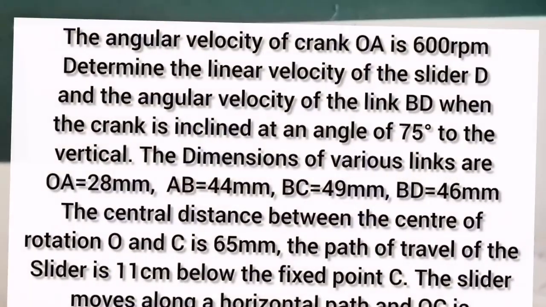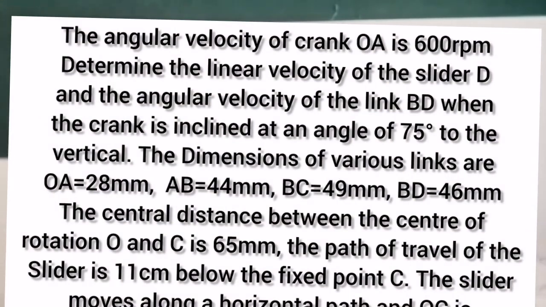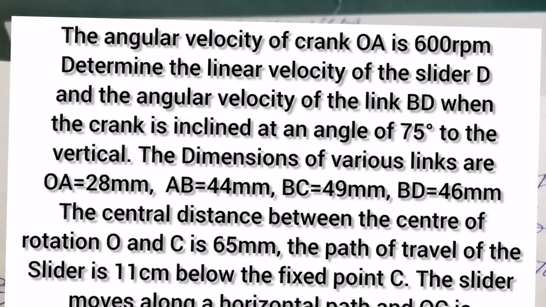It says, the angular velocity of crank OA is 600 rpm. Determine the linear velocity of the slider D and the angular velocity of the link BD when the crank is inclined at an angle of 75 degrees to the vertical. The dimensions of various links are OA equals 28 mm, AB equals 44 mm, BC equals 49 mm, BD equals 46 mm. The central distance between the center of rotation O and C is 65 mm.